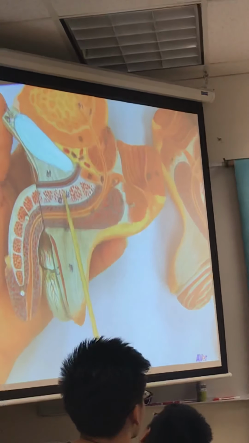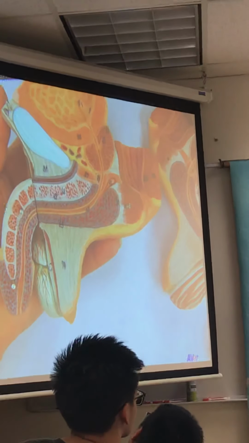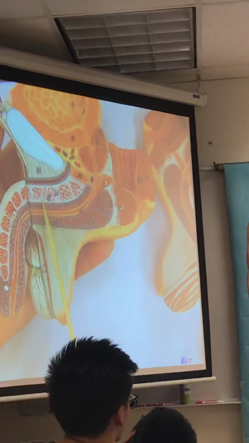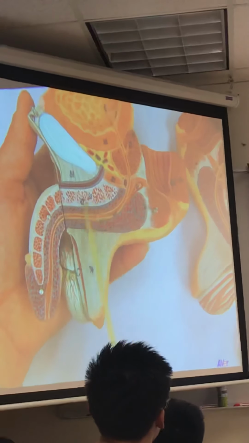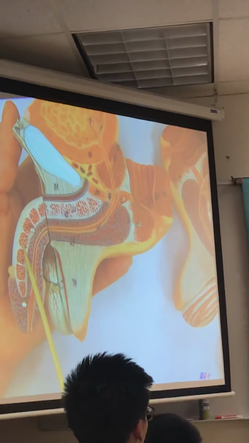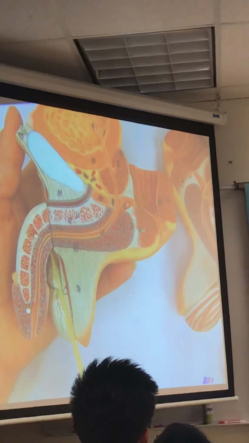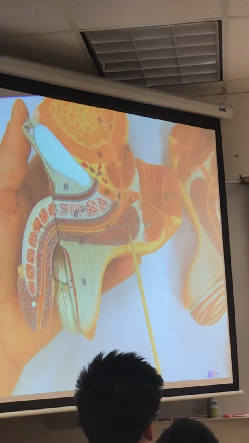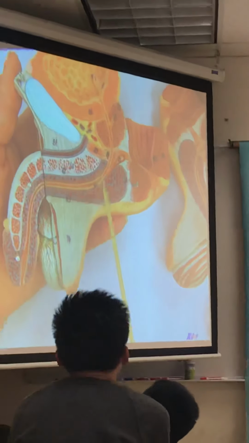Corpora cavernosa. Corpora cavernosa is going to engorge with blood with sympathetic or parasympathetic stimulation. Parasympathetic. As it engorges with blood, what's its action or what's its effect? Causes an erection. Versus corpus spongiosum engorges with blood to do what? Keep the urethra open. To keep that urethra open for ejaculation.